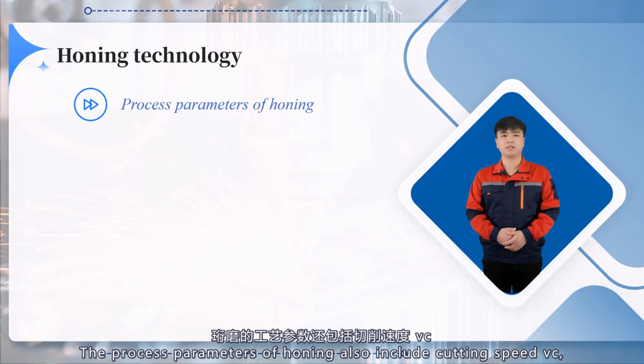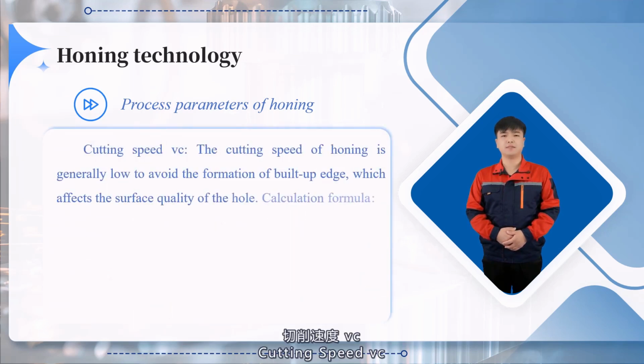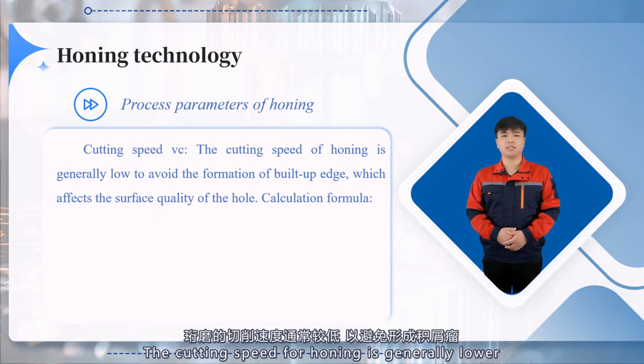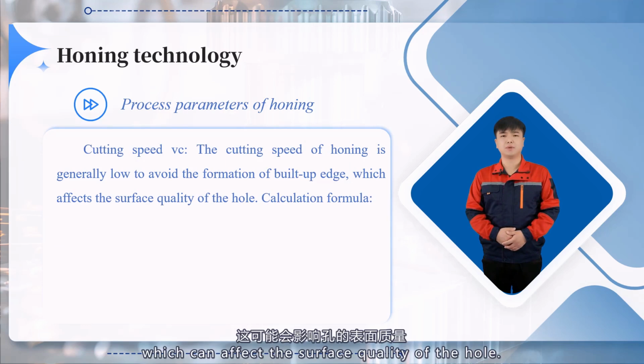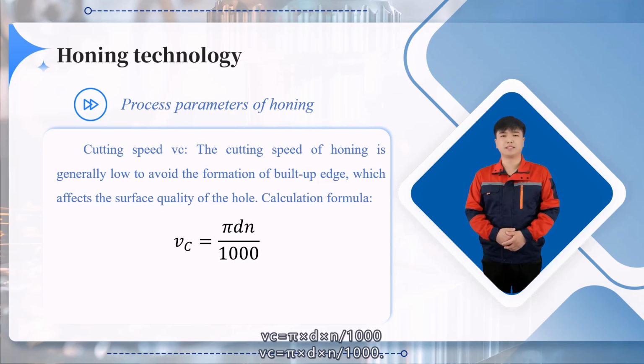Process parameters of honing. The process parameters of honing also include cutting speed Vc, feed rate F, and depth of cut AP. Cutting speed Vc. The cutting speed for honing is generally lower to avoid the formation of built-up edges, which can affect the surface quality of the hole. The calculation formula is the same as for honing. Vc equals pi times d times n divided by 1000.